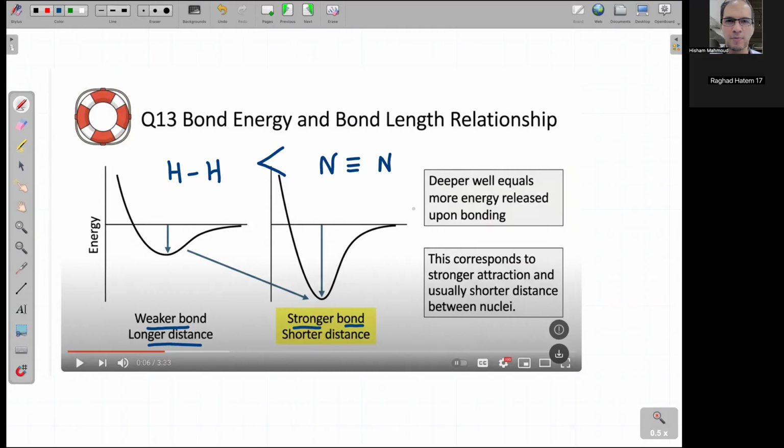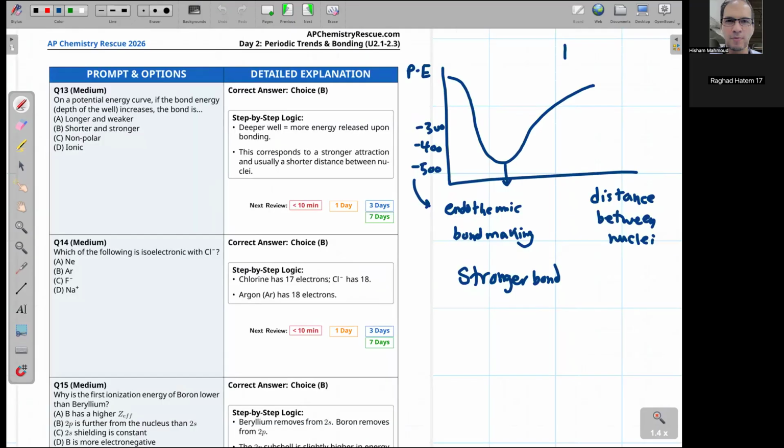This is very important in the exam, because in many questions he will draw the curve for you and tell you about the difference between two elements. Why is this one deeper than this one? This one is deeper because it has a stronger bond.